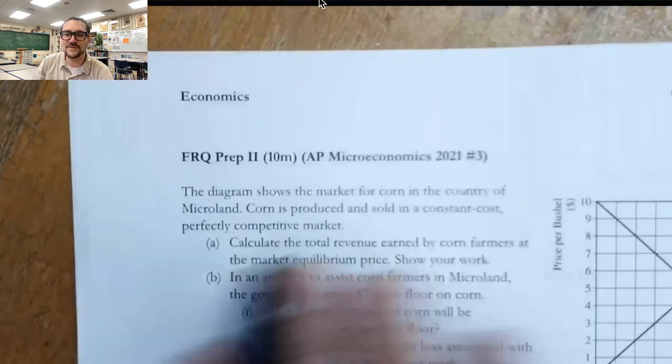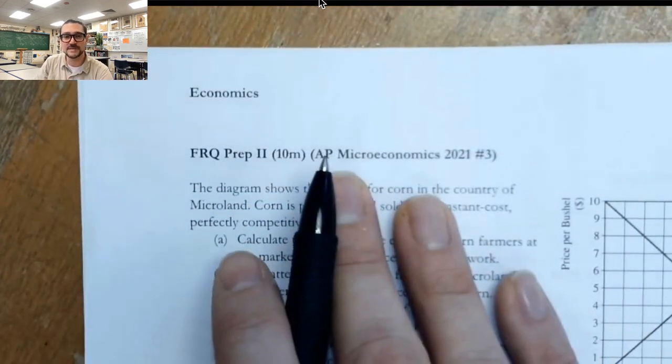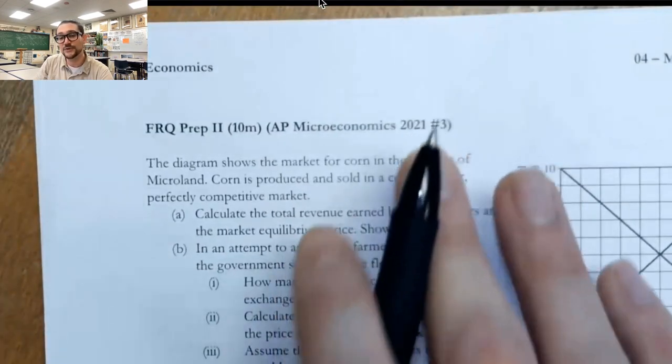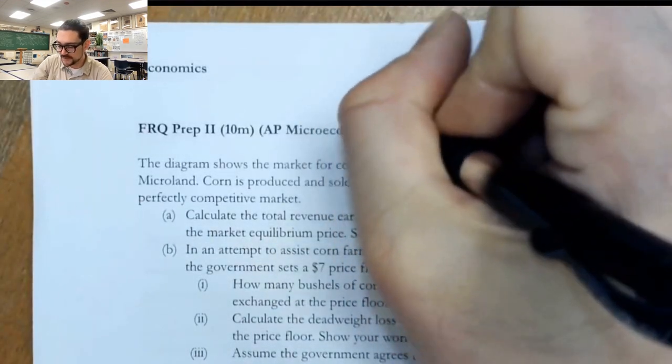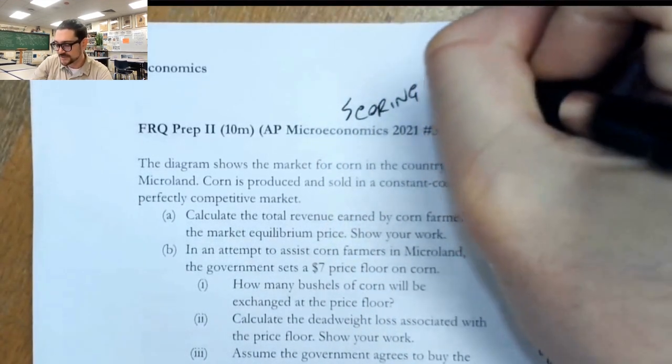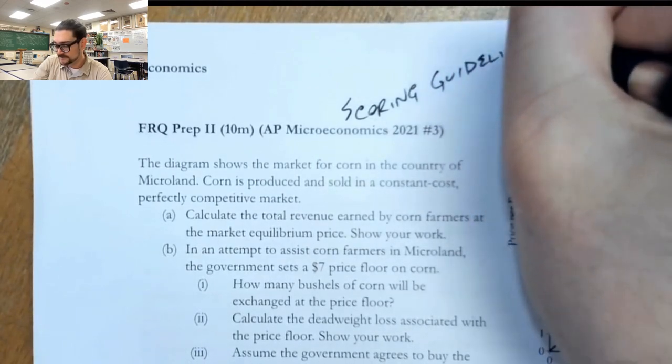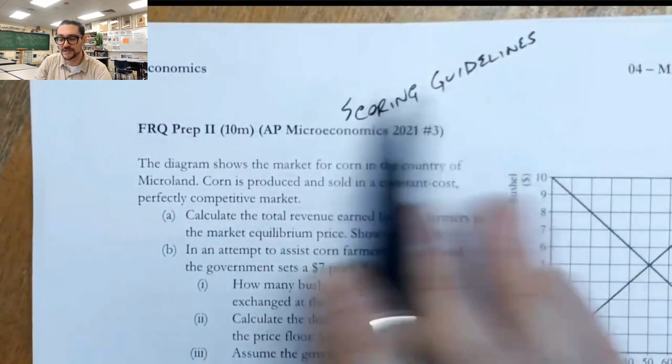Well, hi there. So in this video, we're going to take a look at the second free response prep question in Unit 4, which is about market structures. And this question is the third question from AP Micro 2021. Remember, you can always look at the scoring guidelines for these questions by looking them up online. Google search AP Micro 21 scoring guidelines.